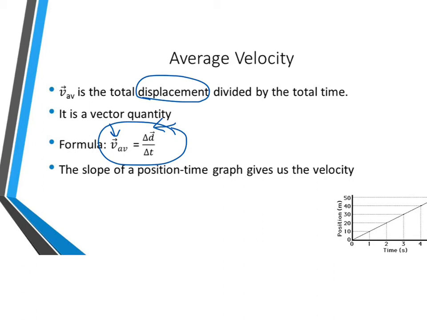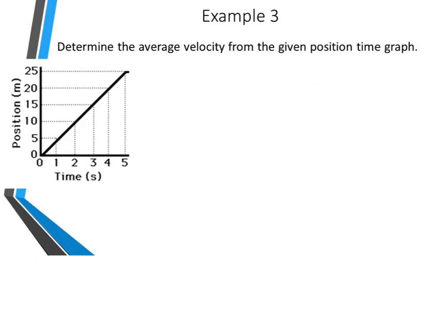We're also going to start looking at some graphs. So if we have a position time graph, position, remember, is pretty much the same as displacement. Your displacement is your total change in position. The slope of a position time graph will give us the velocity. For our example, rather than just looking at the math, let's look at a graph. So we're going to determine the average velocity from the given position time graph.